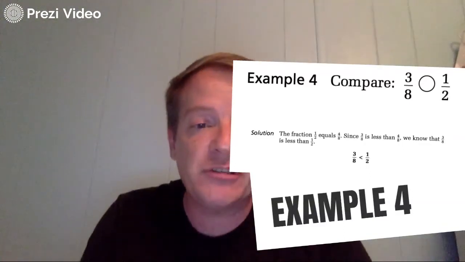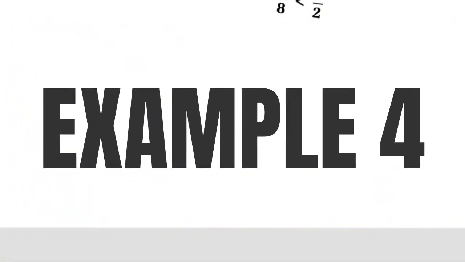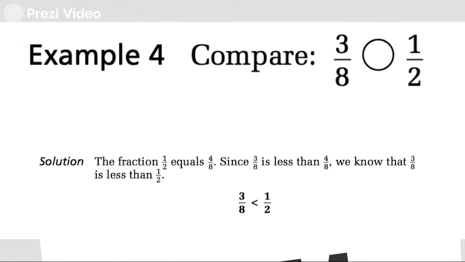If I look at the solution, they give you an example here. Let me go back to the full screen here. It says the fraction 1/2 equals 4/8. Since 3/8 is less than 4/8, we know that 3/8 is less than 1/2. And if you look at the example on the bottom, remember how I said that Al the alligator is always going to eat the bigger number. His mouth is open to eat the 1/2. So 3/8 is less than 1/2.